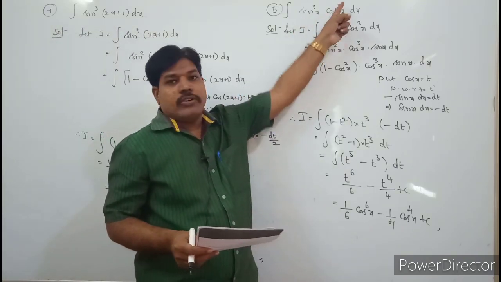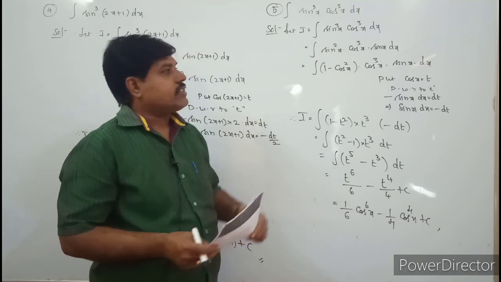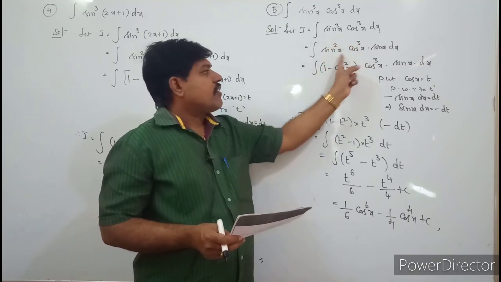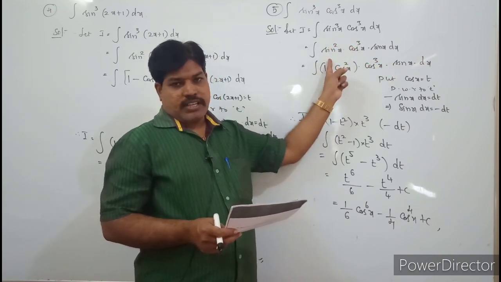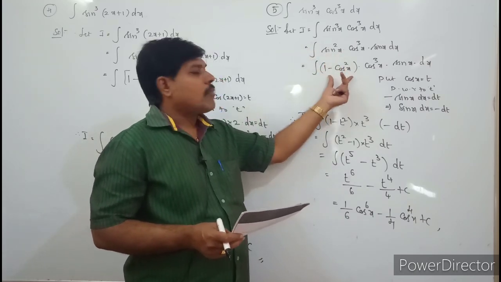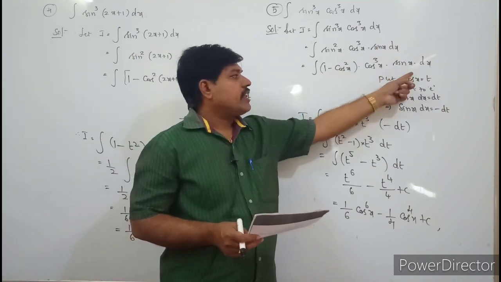Integral of sine cube x into cos cube x into dx. First, we write sin cube x as sin square x into sin x. Sin square x we write as 1 minus cos square x, so it is 1 minus cos square x into sin x into dx.